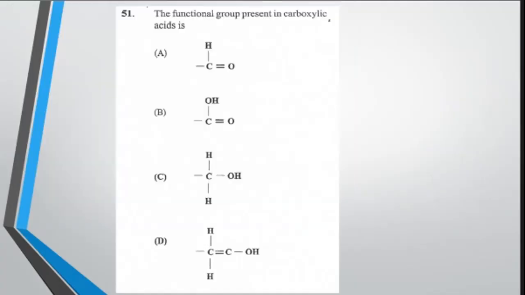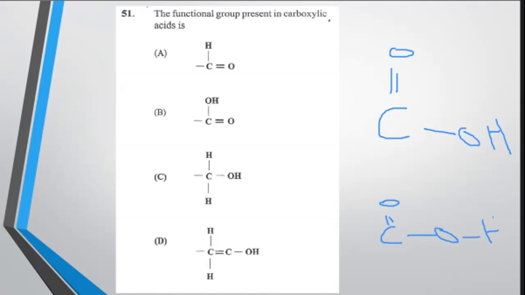All right, question 51. The functional group present in carboxylic acids is, all right, so when we're looking for an acid, we're looking for C double bond O, OH. It can either be written like that, or it could be written as C double bond O, O dash H. Either structure is the functional group for a carboxylic acid. So when we see that structure, it tells us that compound is an acid. So that is what we are looking for: C double bond O, OH.